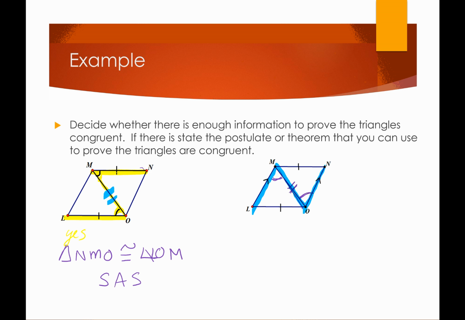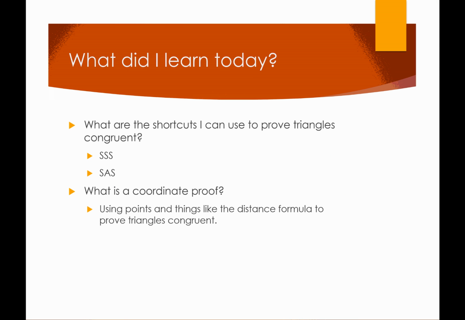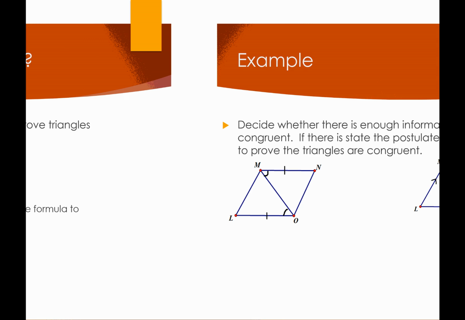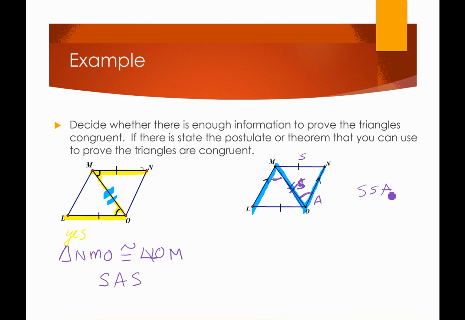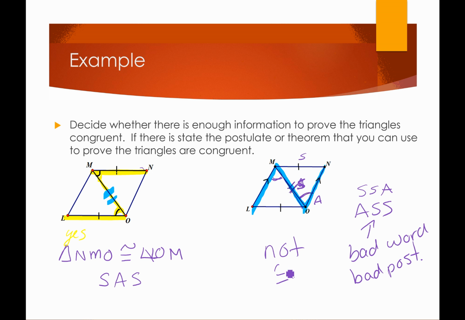Because while I have two sides and an angle, if I look at this, I have a side, and a side, and an angle. So I have SSA, or ASS. Well, guess what, kids? That's a bad word. So that's a bad postulate. It does not work. Okay, so these are not congruent.